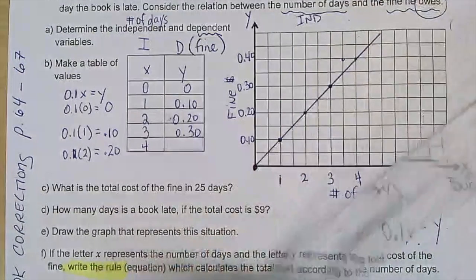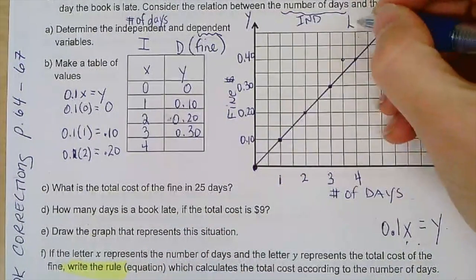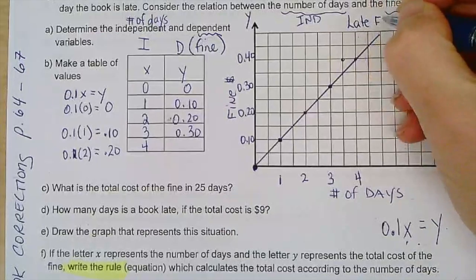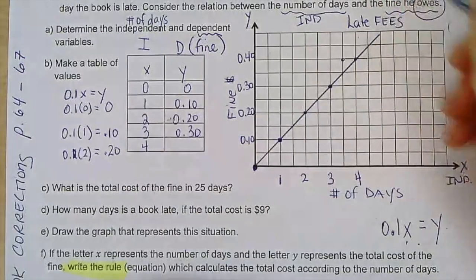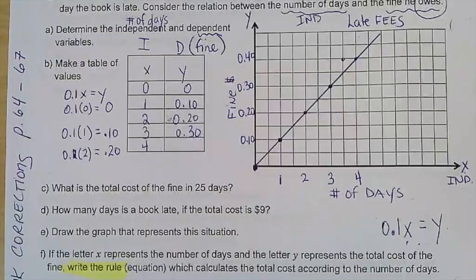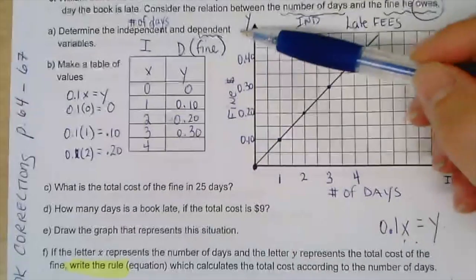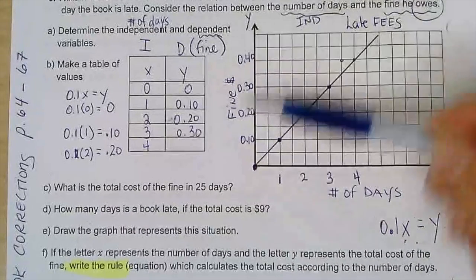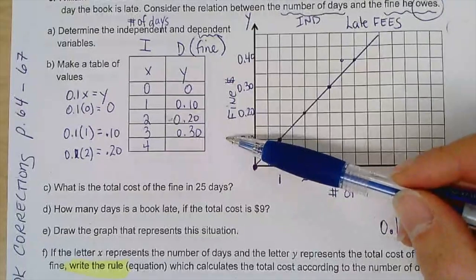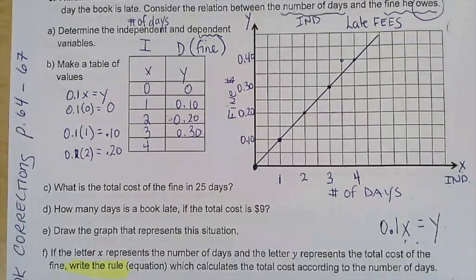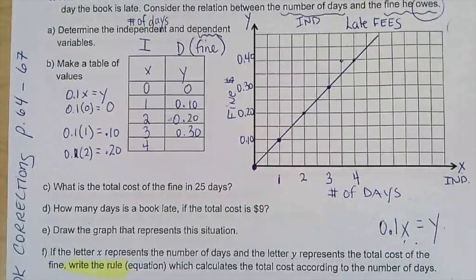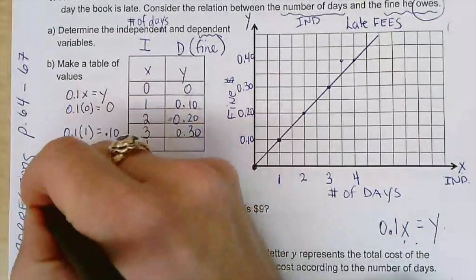Late library books. Late fees. How about that? Late fees. Okay? So far, I've answered question A, independent, dependent. I've done the table of values. I found the rule. I graphed. And the last two questions that I want to answer are C and D.